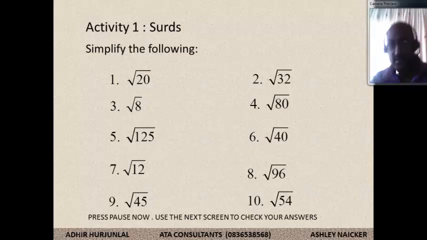Right, while we have those examples, I would want you to do this, guys. You need to press pause. Do this activity first. Once you've completed this activity, then we can go ahead and look at the answers.